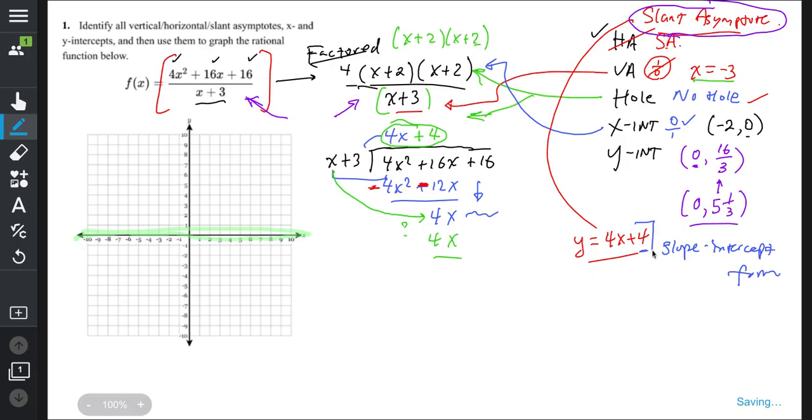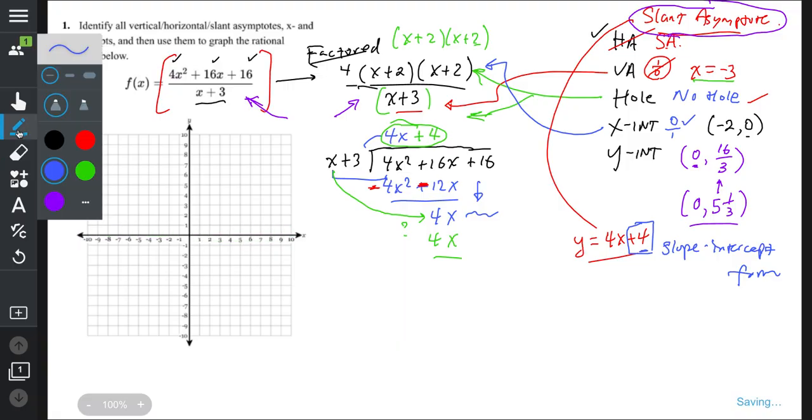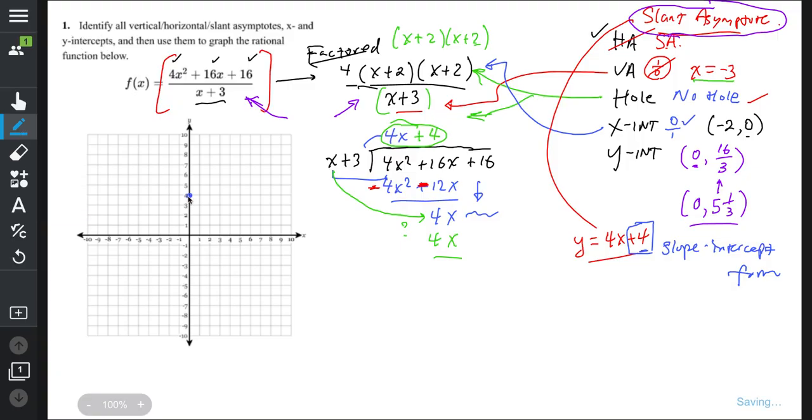your y-intercept, positive 4. So that's going to be the first point that you plot. Put the y-intercept right here. Remember, this is not the graph. This is just the asymptote. It's where the graph does not touch. But this is your y-intercept. And then this is your slope.